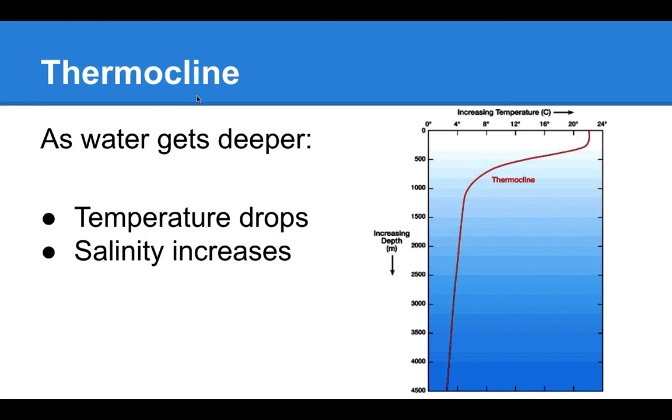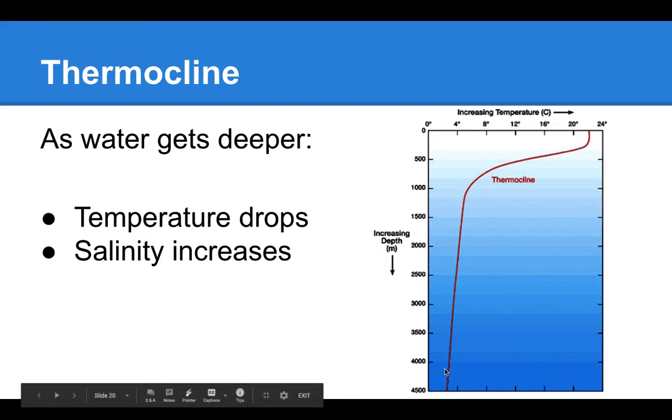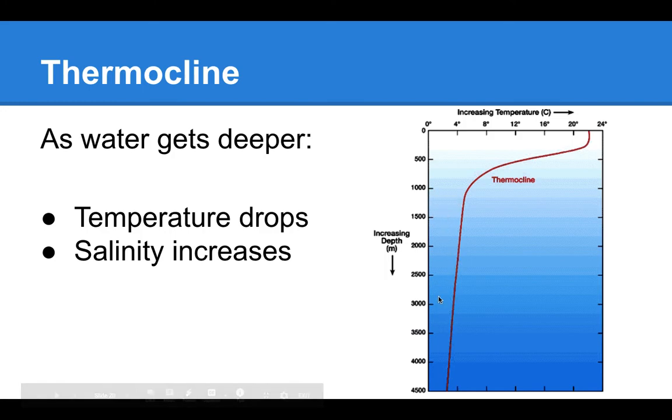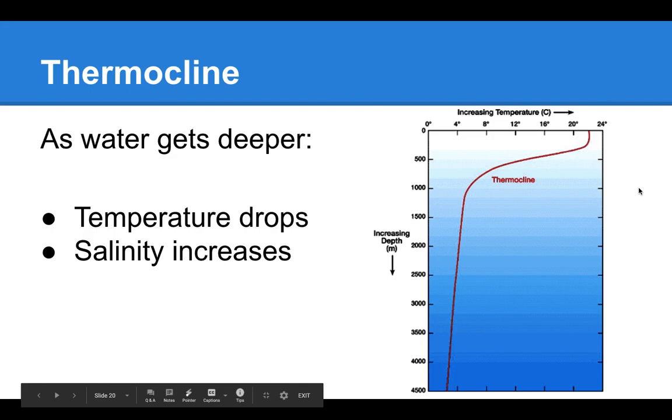Thermo obviously means temperature, and cline is like an incline or decline, a change, a slope that we see. So in the first 1,000 feet, we will see a very drastic drop in temperature and in salinity of our water from our surface, where it's about 22 degrees Celsius, and then goes down to about 4 degrees Celsius in 1,000 feet. In the rest of the depth to the ocean floor, it can only go from 4 degrees down to 0 degrees, which is the freezing point of water. So it is very, very, very cold deeper in the ocean.